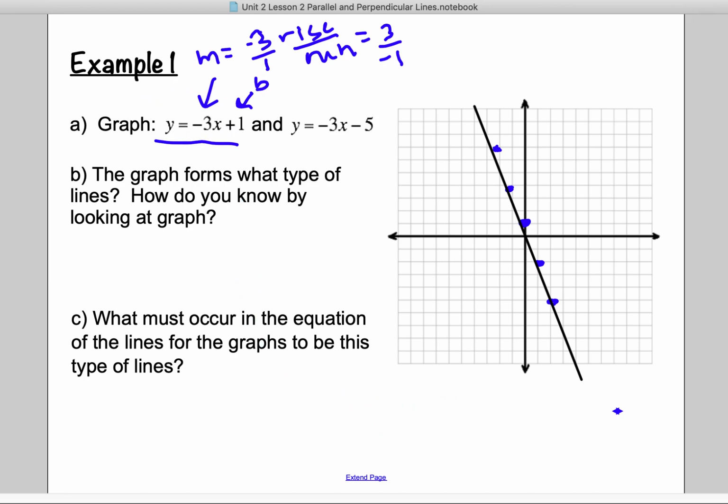Now the next one. We're going to go ahead and graph y equals negative 3x minus 5. So I plot negative 5, my y-intercept, my b. So I go down to negative 5. Then I do negative 3. So we go down 3 to the right 1 or up 3 to the left 1. And then we would go ahead and draw that line.